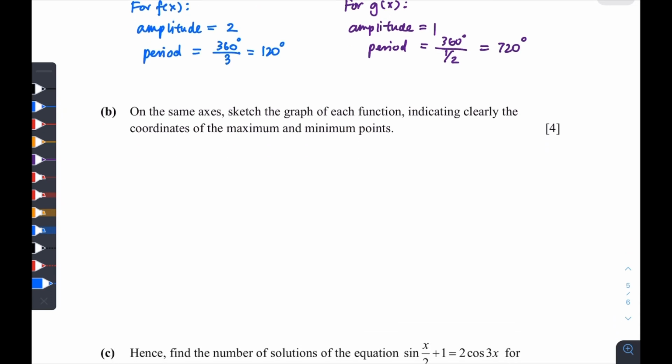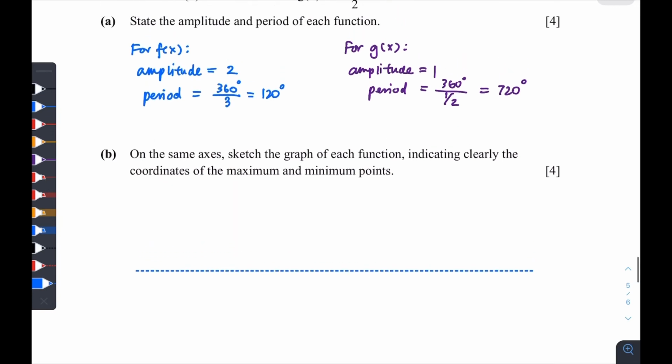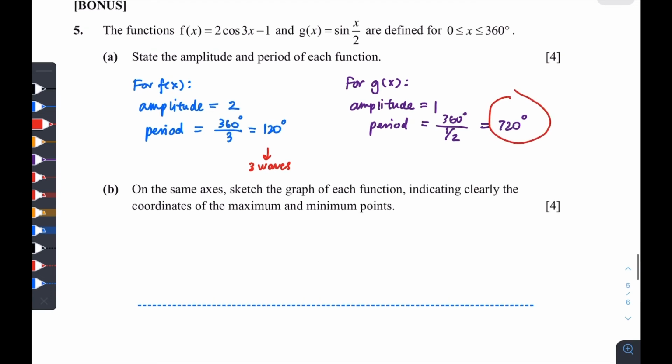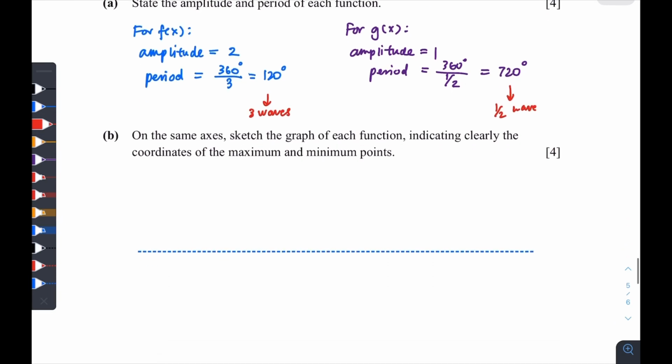Let's get our line up. So how many waves are we going to draw? For 120, we need to draw 3 waves. For the other one, 720 and 360, this actually means you're drawing half a wave. Sneaky.